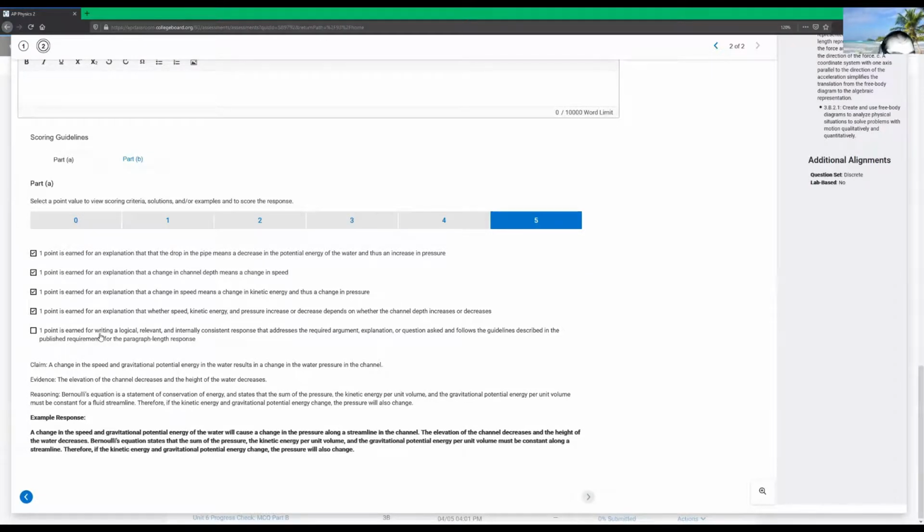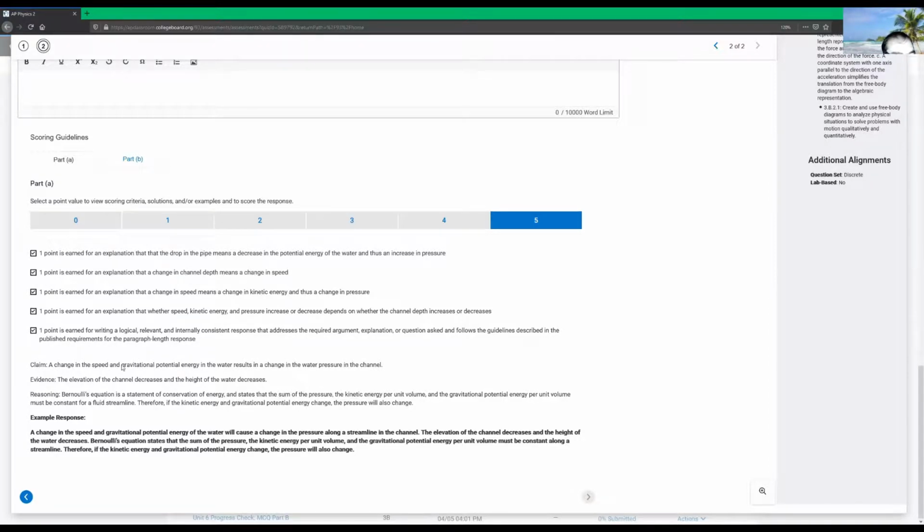And then 1 point is earned for writing a logical, relevant, internally consistent response. I don't think I would get this point. I was all over the place. That addresses the required argument, explanation, or question asked that follows the guidelines described in the published requirements for the paragraph length response. So here we could say claim A.